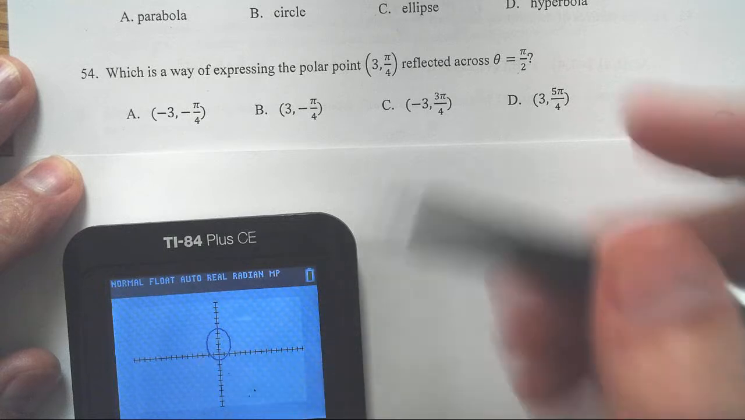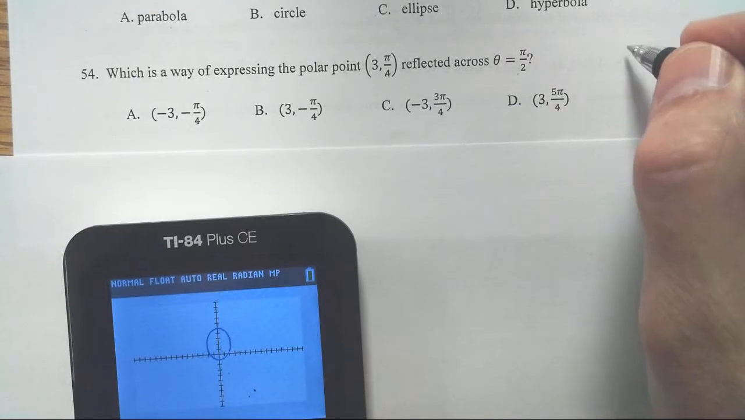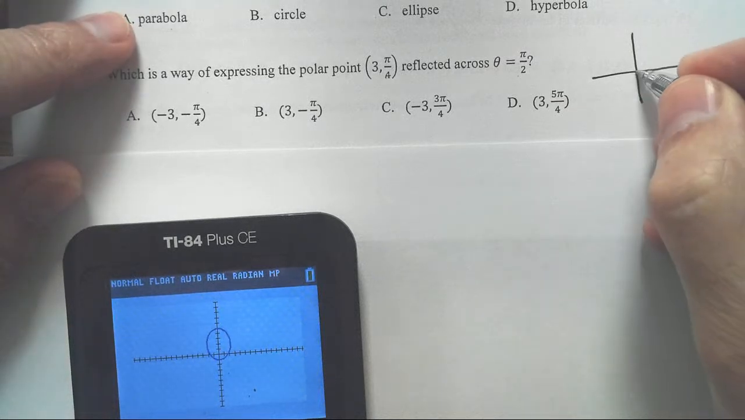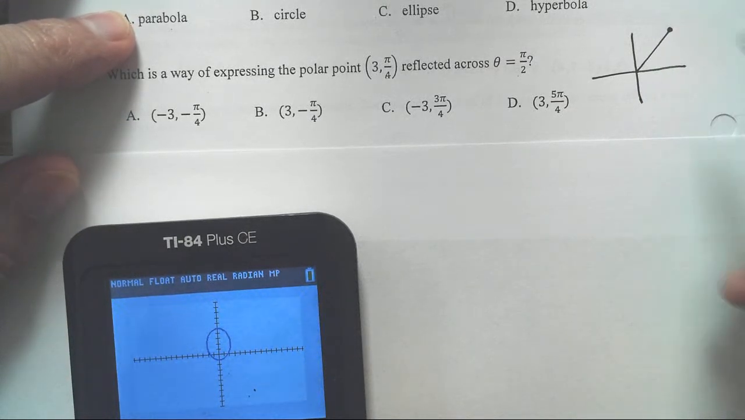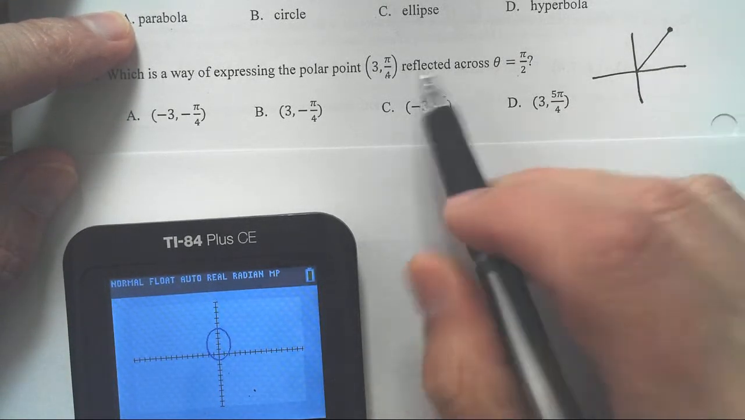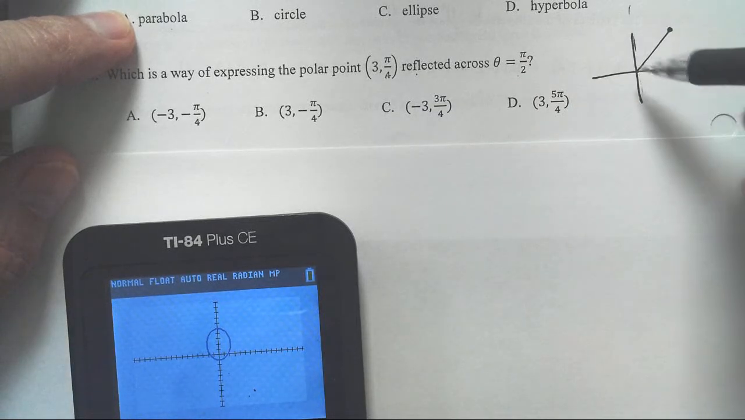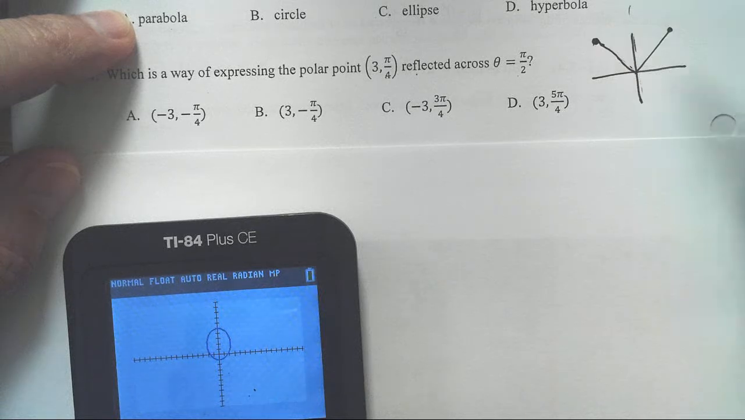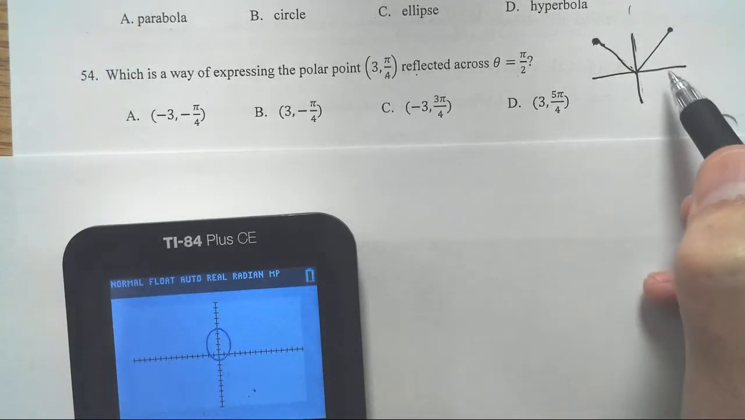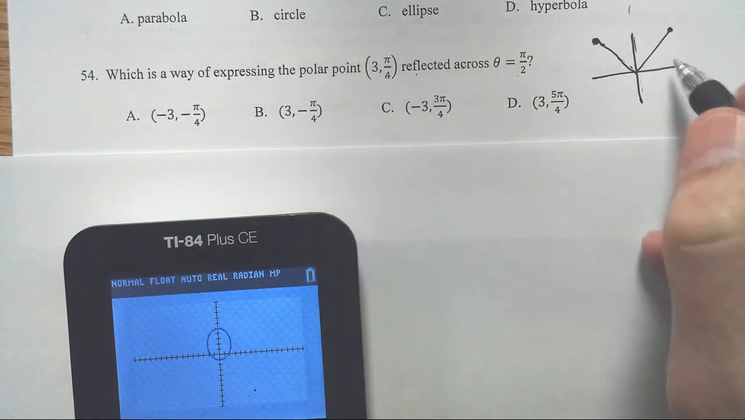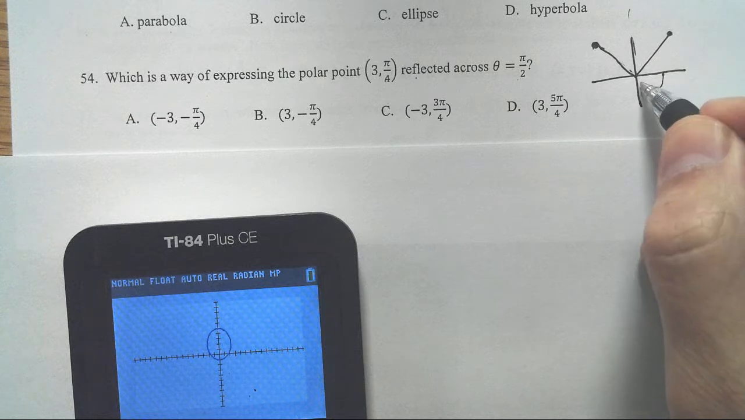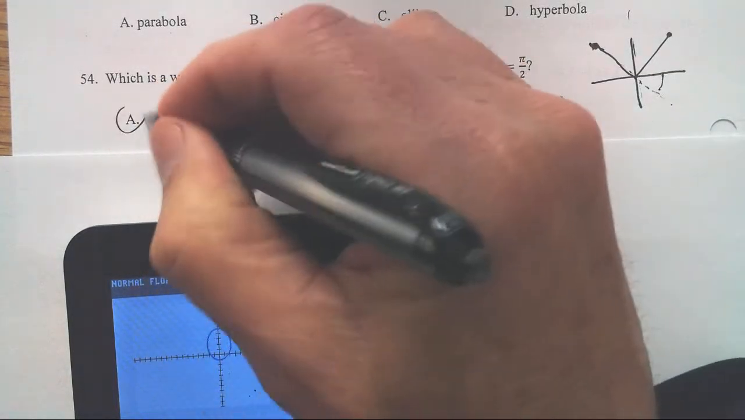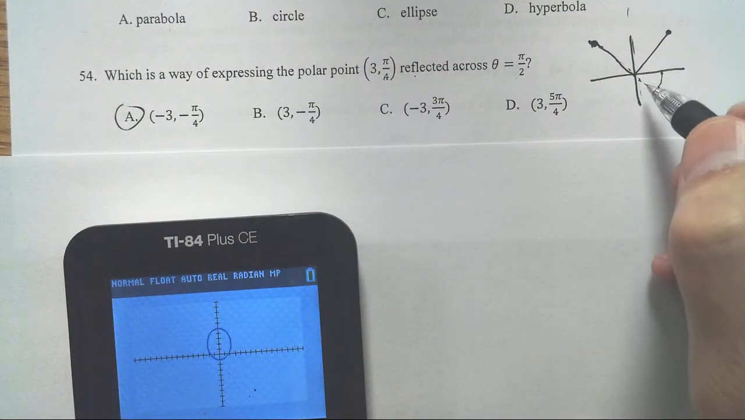Which is a way of expressing this point. Okay, let's see. I aim pi on 4, I throw 3 this way. Reflected across here, well, that would be reflected right to there. Let's see, if I rotate negative pi on 4, aim this way and throw it backwards 3, we got it. A is good. Let's just talk about these other ones real quickly.